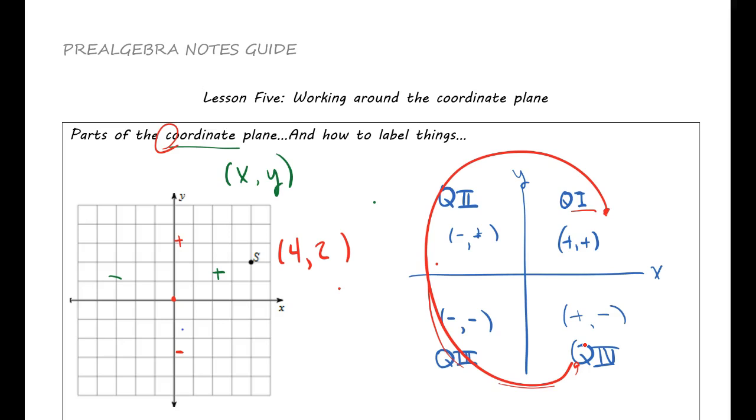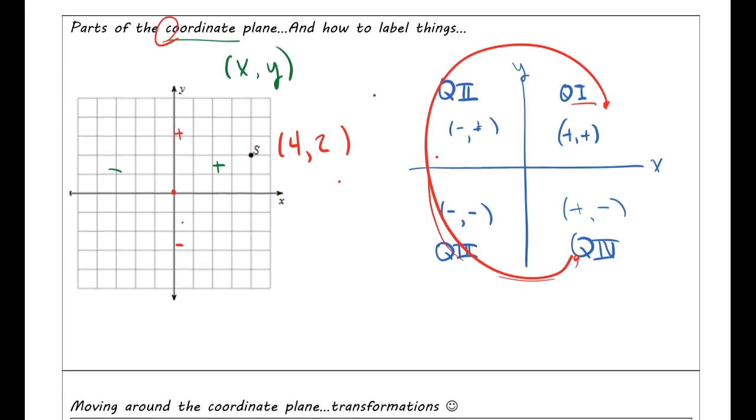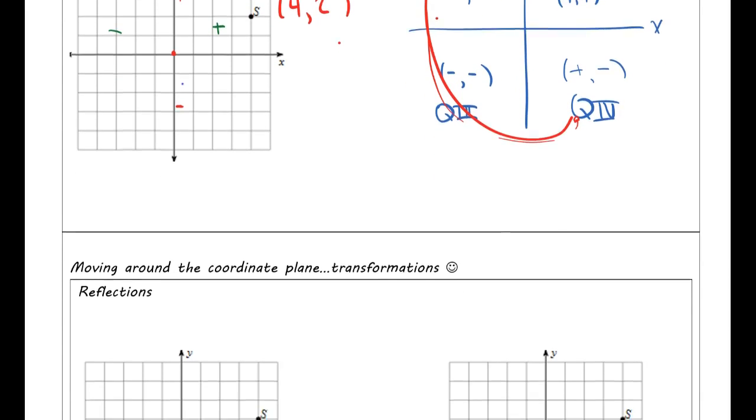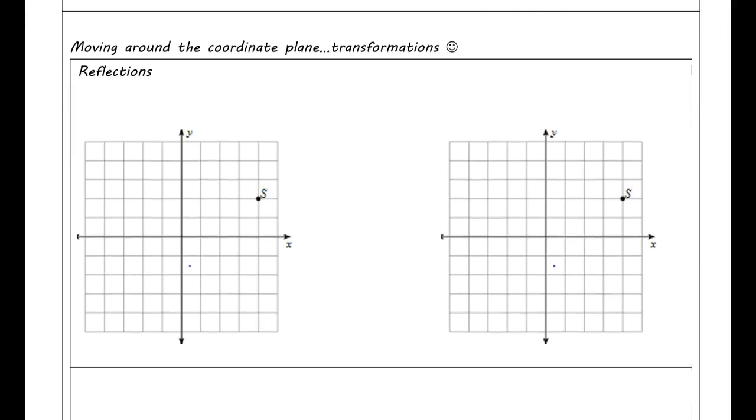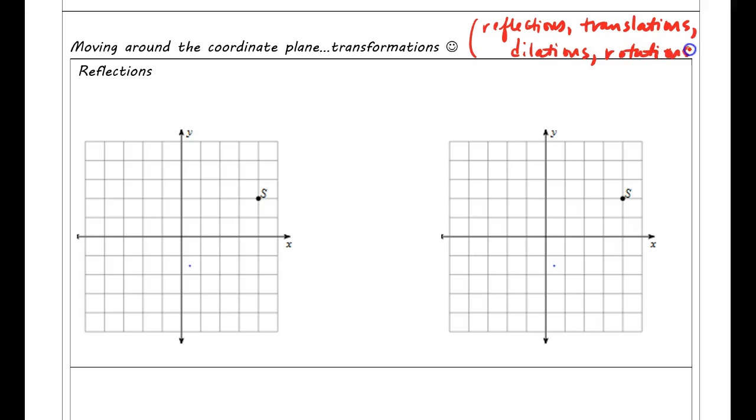And what we're going to talk about today is just points and moving around and things that you can do to a point to get to other places on your coordinate plane, okay? So the fancy word for this is transformations. Now, transformations includes the following: reflections, translations, dilations, and rotations. A lot of ations, huh? Okay. So all of these are things that you will be doing.